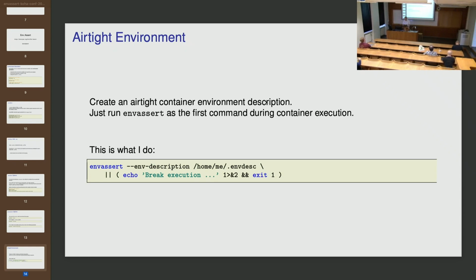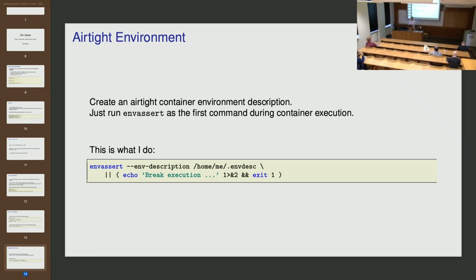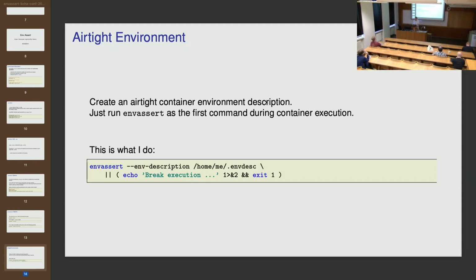This can be used to create what we could say an airtight container environment description. Here's an example of how I am running it. The option --env-desc specifies where the environment description file is, and then this is just normal bash. If it breaks or returns other than 0, then the execution breaks and exits with 1.